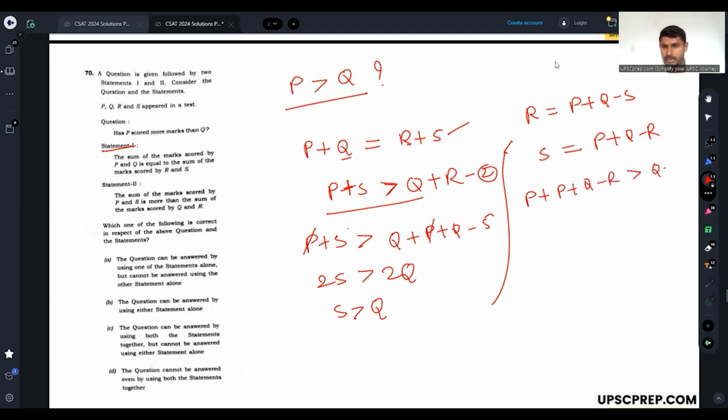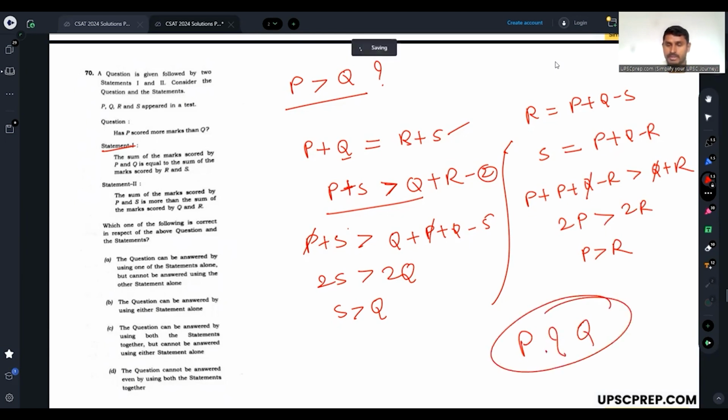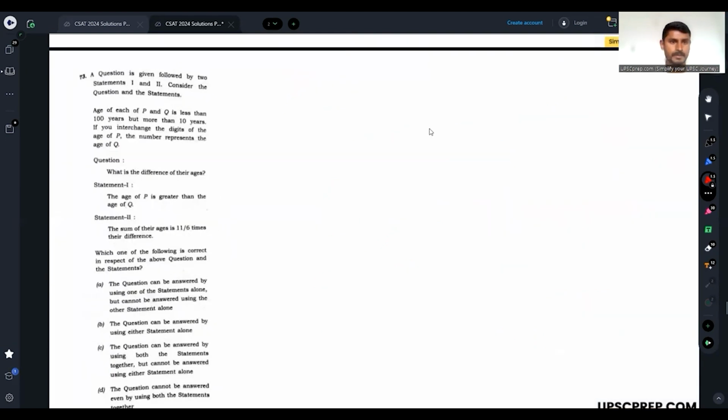That should be greater than Q plus R, right? Now this Q will get cancelled. 2P will be greater than, this R will go on the right hand side, 2R. So P is greater than R. So no matter what you do, you will not find out the relation between P and Q. You will not get the relation. So it means that option D, the question cannot be answered by using both the statements together itself, right?